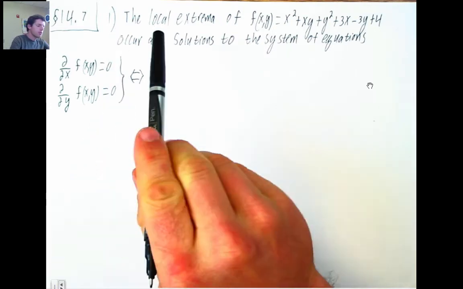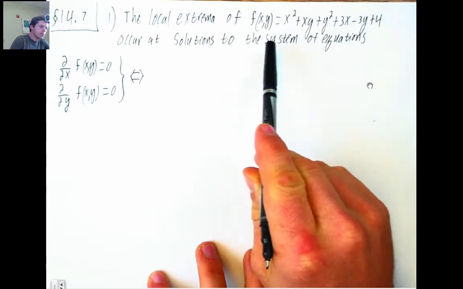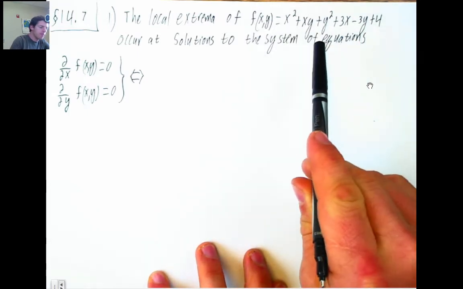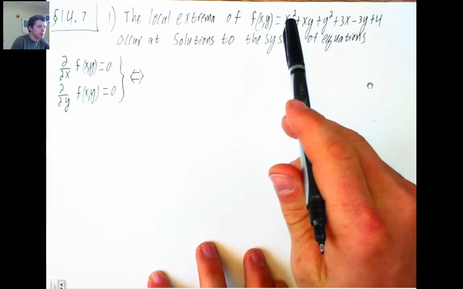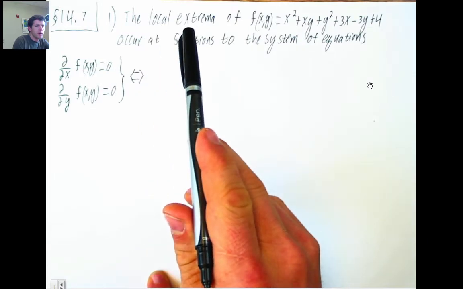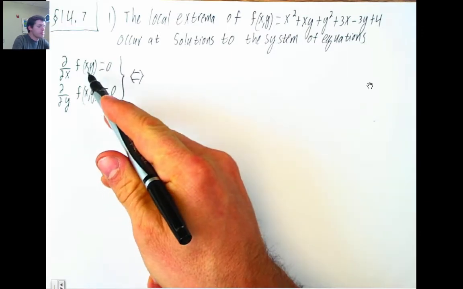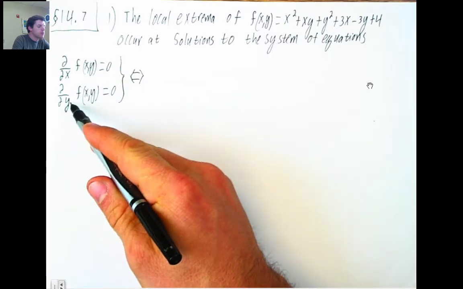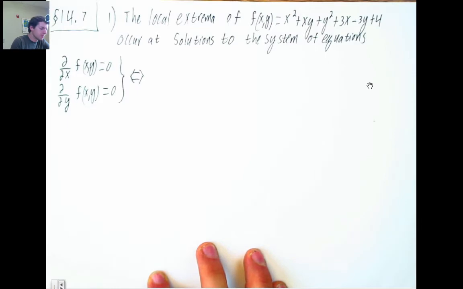The local extrema of a function of two variables, that is the place where you locally have a maximum or you locally have a minimum. Not necessarily the biggest the function ever is, or the smallest it ever is, but the biggest in a neighborhood, or smallest. Local extrema covers both the local maximum and local minimum. Local extrema occur at solutions to the system of equations: the partial derivative with respect to x of f is 0 and the partial derivative with respect to y of f is equal to 0. That's a system of two equations.